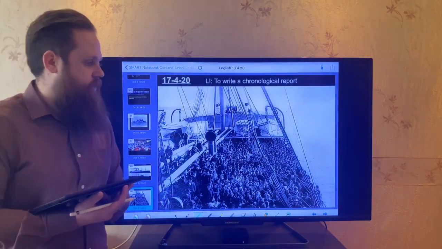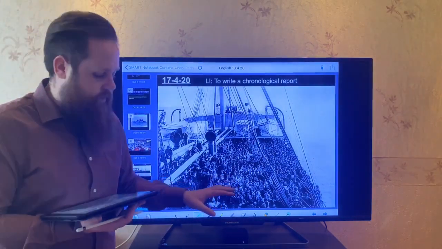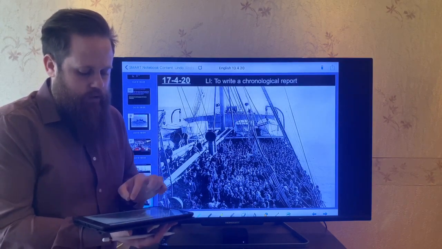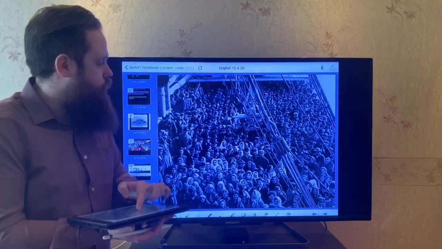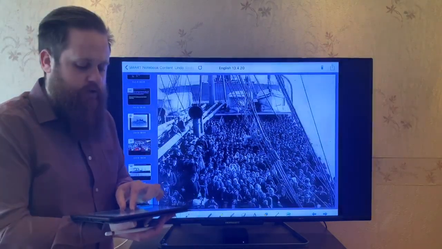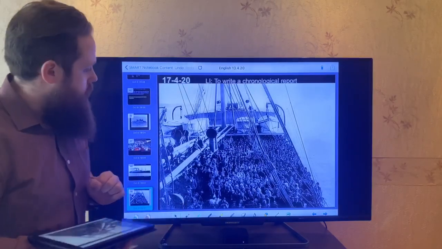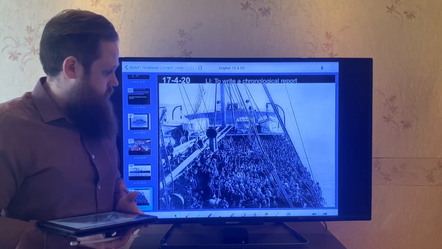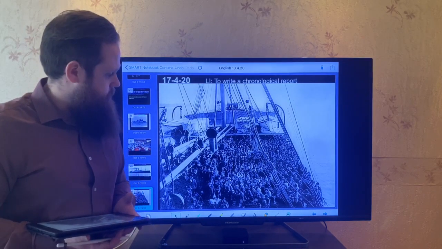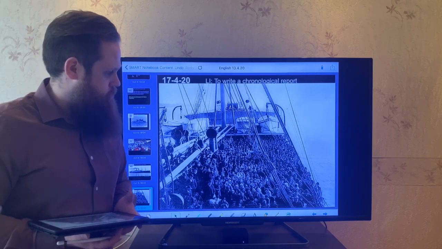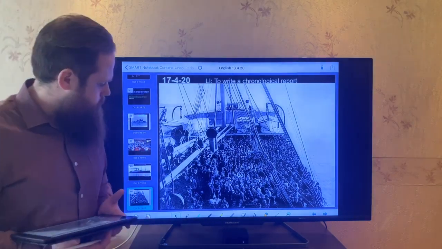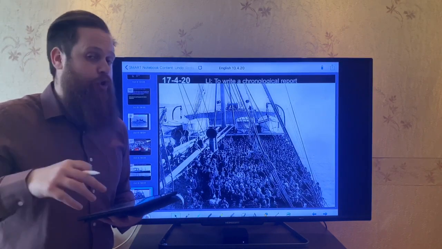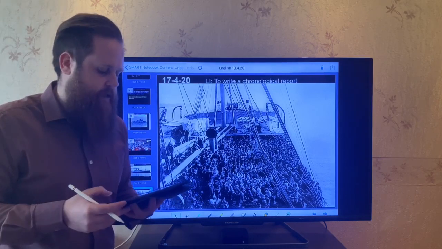Again, here is a picture from the deck of the boat. Look at how full that is. Apologies, I was trying to zoom that in for you. Look at how full it is on there. Crowds and crowds of people trying to get onto this boat. Think what it'd be like to live in there for a couple of weeks. What would the emotions be like? How would you feel if you were on that boat? Whatever you're thinking, get that into your report. Those emotions, those thought processes.